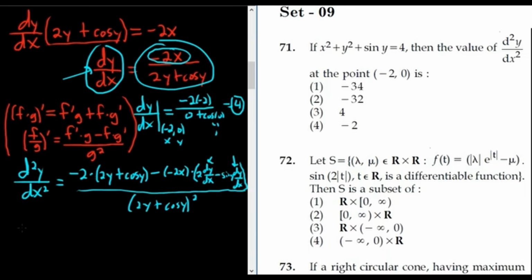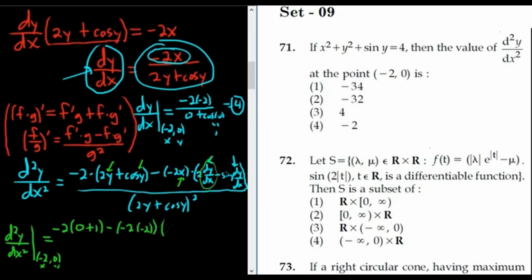So now we're going to plug everything in very carefully. The second derivative with respect to x at the point negative 2 comma 0. All of the x's are negative 2's and the y's are 0's. So this is negative 2 times 0 plus cosine of 0, which is 1, minus negative 2, and then another negative 2. dy dx is 4, so it's 2 times 4, which is 8. Minus sine of 0, y is 0, so that's just 0 and this dy dx term goes away. All over 0 plus cosine of 0, which is 1, quantity squared.